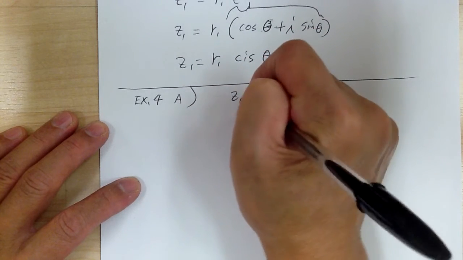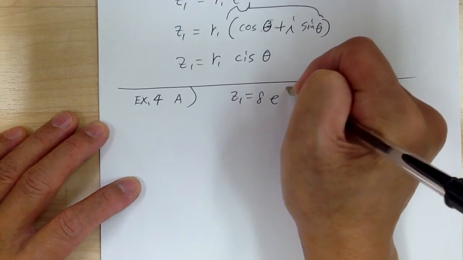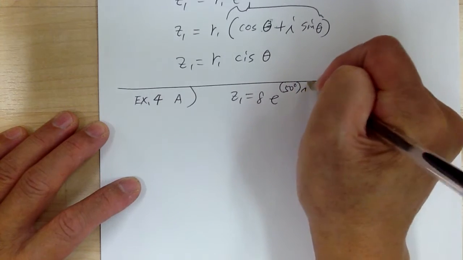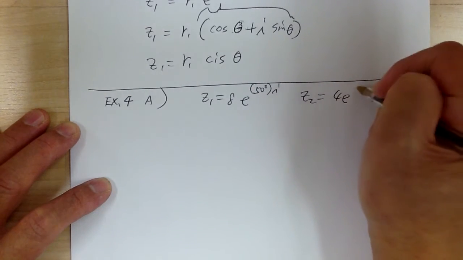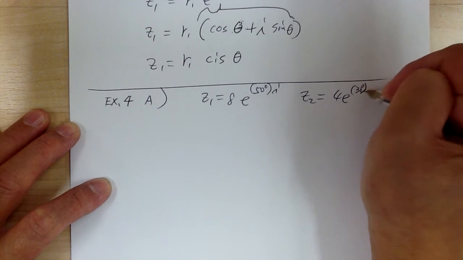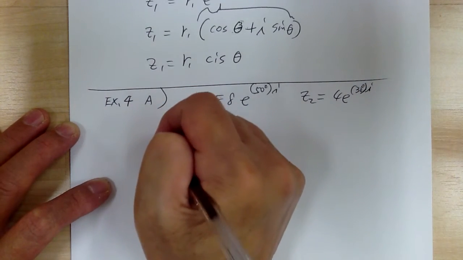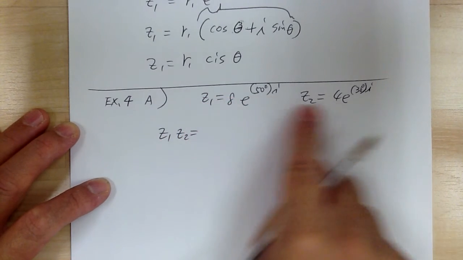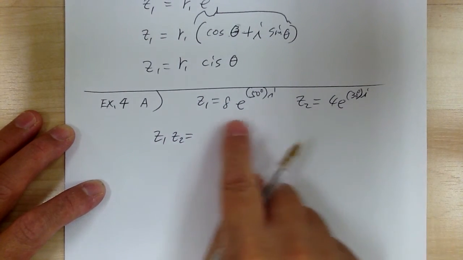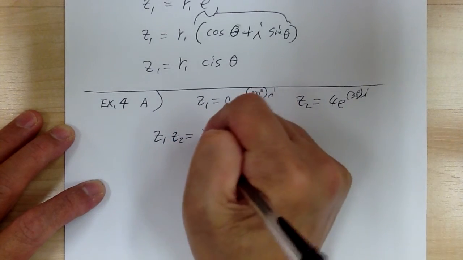Okay, so you've got Z1 equal to 8 e to the 50 degrees i, and Z2 equal to 4 e to the 30 degrees i. So for part A, you're looking for Z1 times Z2. When you multiply, you just apply the product rule, right? So 8 times 4 is 32.